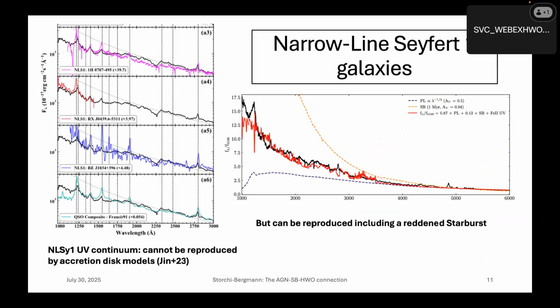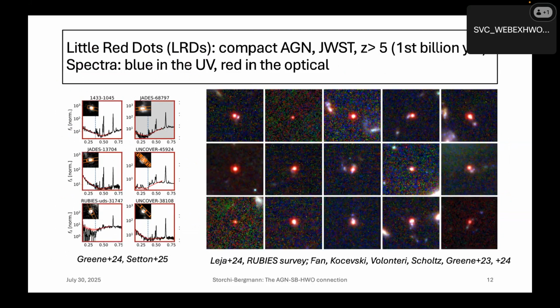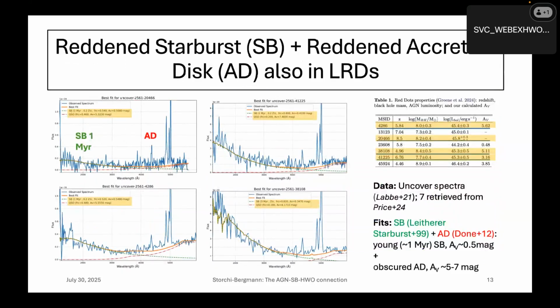Then I will pass very quickly. I found some evidence that in narrow-line Seyfert 1 galaxies, you can reproduce the UV better if you include a starburst. And even in the little red dots, I tried to fit the UV upturn of the spectrum, and I could fit it with a very young starburst. So this is ongoing work, and I need to wrap up. This is the fitting of the UV with a starburst, and with an accretion disk in the optical.